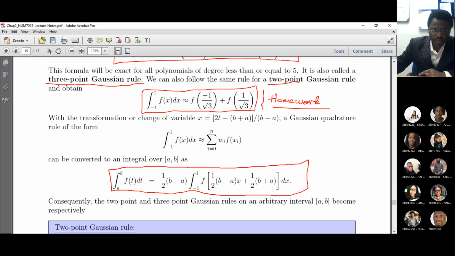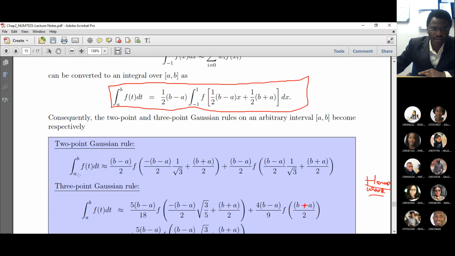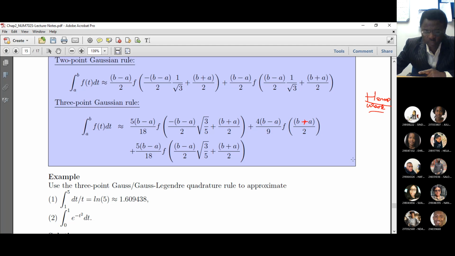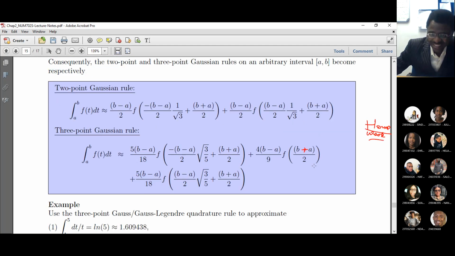You use this change of variable to do that. And if you do that, this is the formula that you get for the 2-point rule, and this is what you get for the 3-point rule. Please, I'm drawing your attention to this. On the slide, for the 3-point rule, you have b minus a here. Please change that. It's not b minus a, it is b plus a. You can see here in green, plus. It's not negative, but it's plus. Please do that.